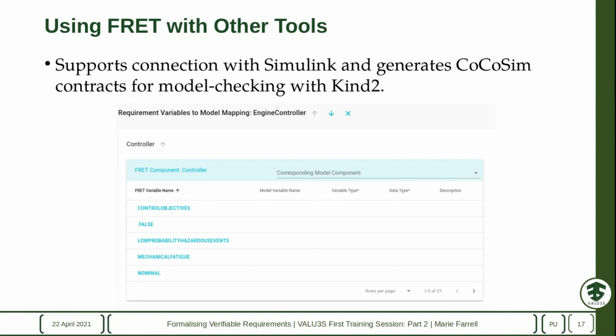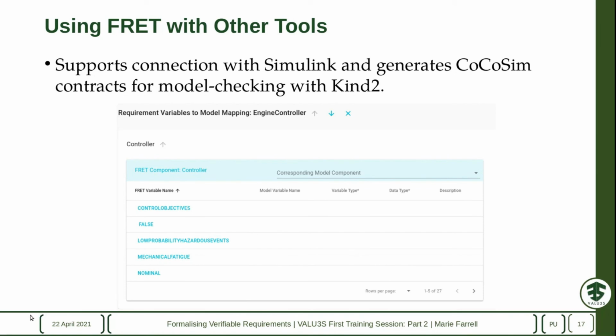So, you know, it's great. We have some FRET, we have some LTL, but FRET does also support a connection with other tools. In fact, you can connect a Simulink model to FRET. You have to parse it first into a language that FRET understands, and then FRET will generate CoCoSim contracts that are used to model check with Kind2.